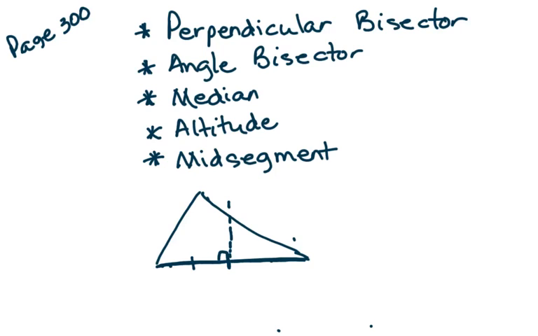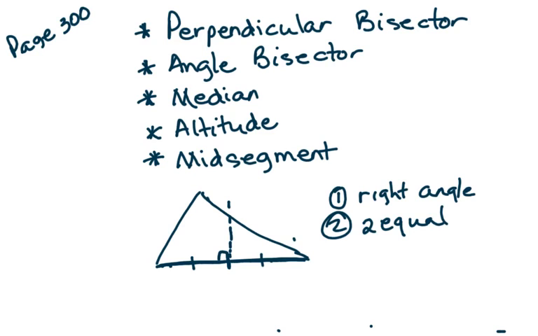And it's perpendicular bisector for 2 reasons. Number 1, it makes a right angle. And number 2, it divides the segment into 2 equal sections. Okay, 2 equal parts. All right. Now, that is a little different than a median, and I want to do the median for you right now.